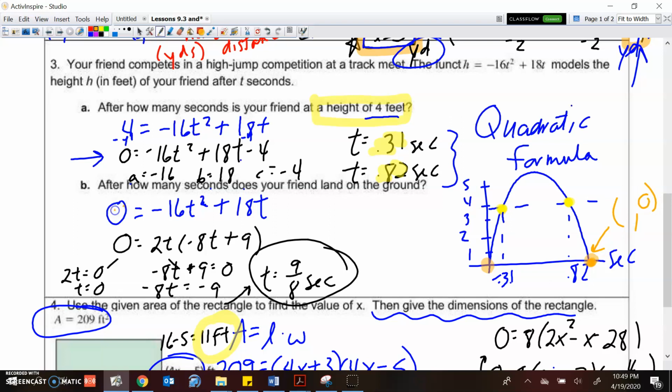0 equals, another smiley. I factored out a 2t. You could do quadratic formula here. I just factored out 2t, just checking it again. I get 2 times negative 8 is negative 16t squared. 2 times 9 is 18t. All right, I set each of them equal to 0. T equals 0 is this one right here. That makes sense. Here, I subtract 9 on both sides and divide by negative 8, and I get 9/8 of a second. So a little bit more than 1 second, 1 and 1/8 seconds. And that's the answer here. Okay, so that's my answer.